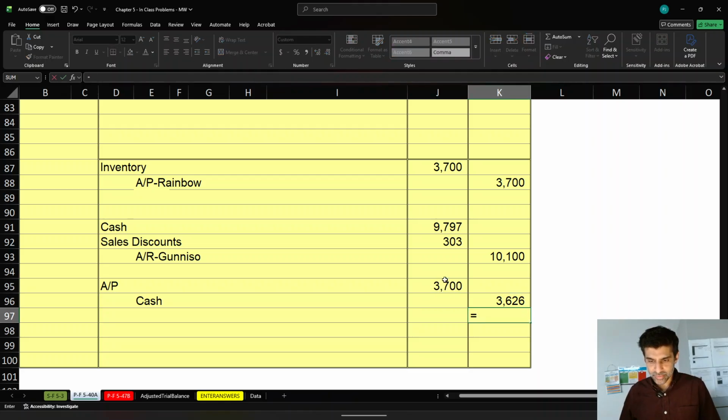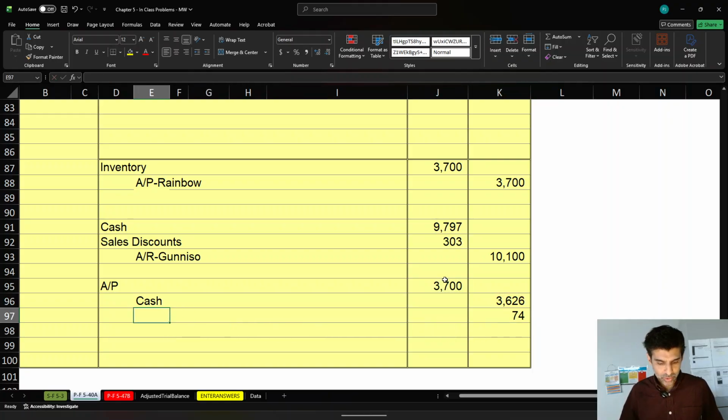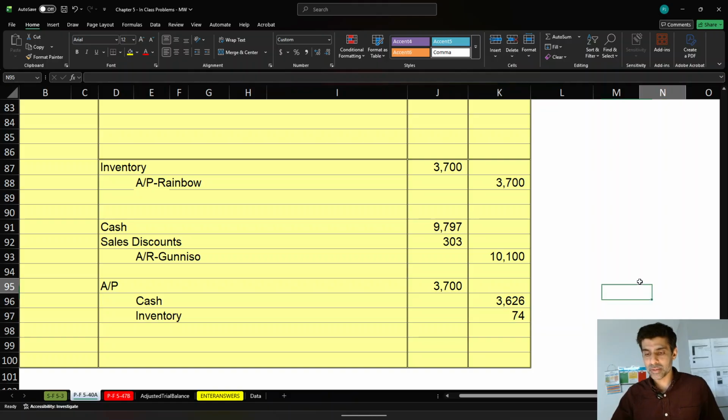And of course, there's a difference here that I need to bridge, and this is going to go to reduce the value of my inventory. Because my inventory balance was debit 3,700, I'm going to credit it to get it in line with how much cash I actually paid. Okay, everyone good with that? You already saw that, so hopefully this is a repeat.